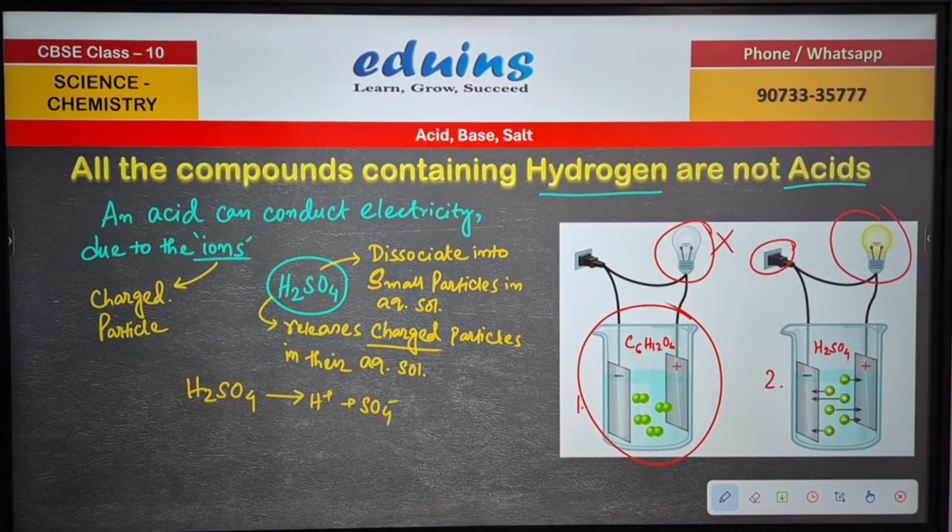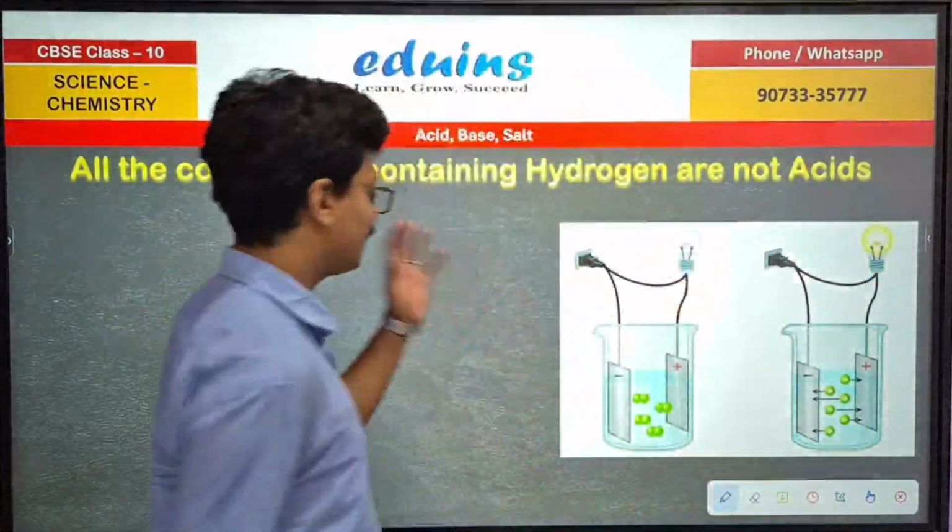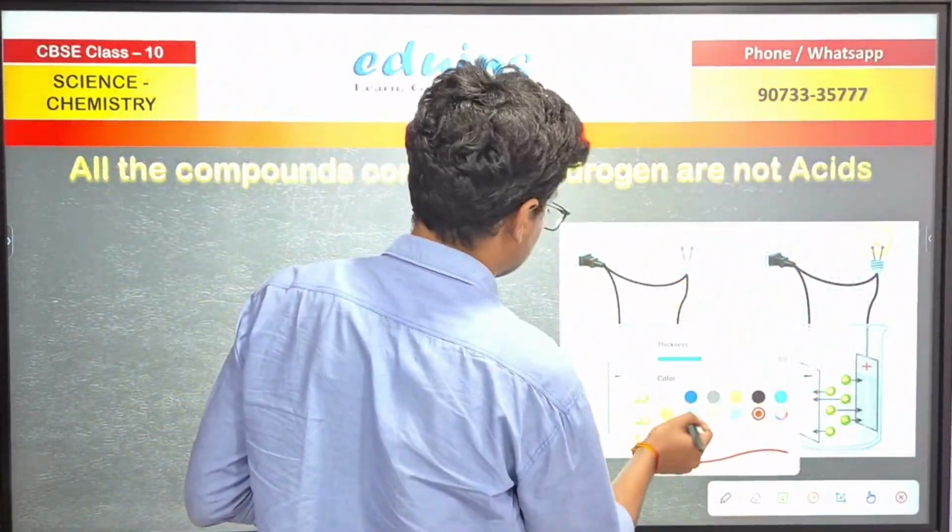Clear to all of you? Is it clear to all of you? चलिए कंक्लूजन क्या है ये हम लिख लेते हैं.